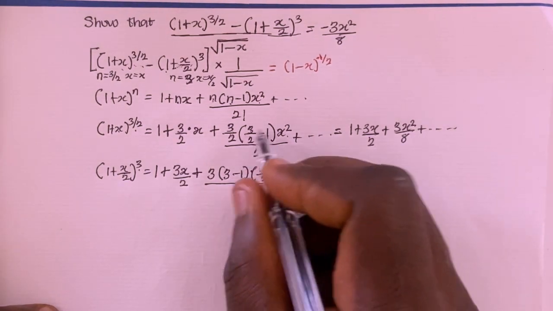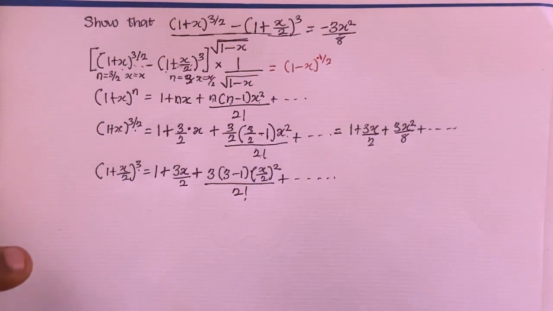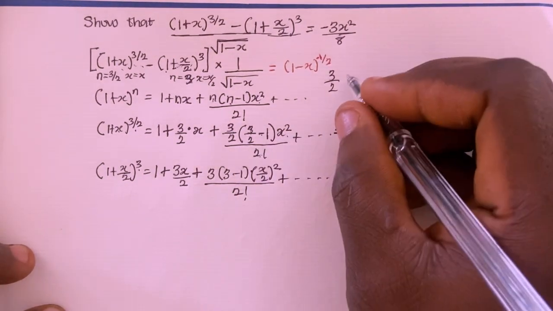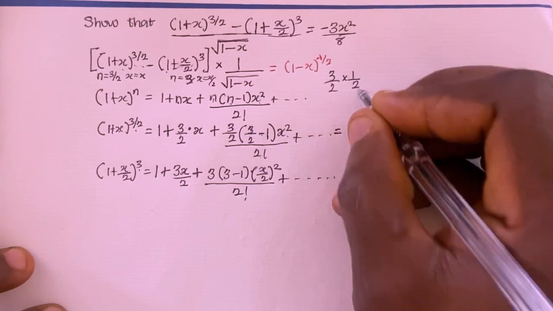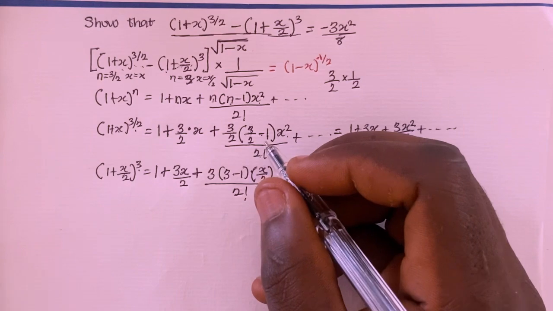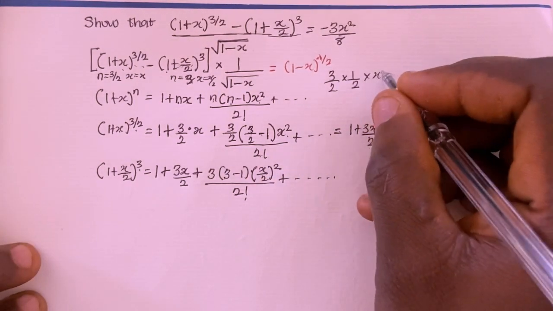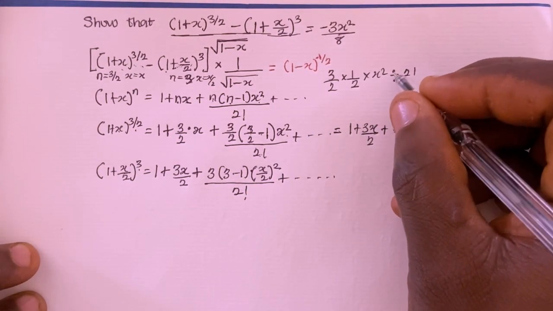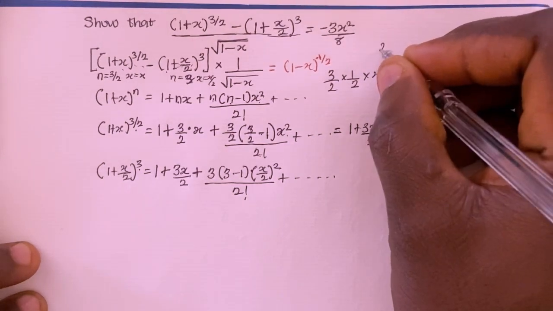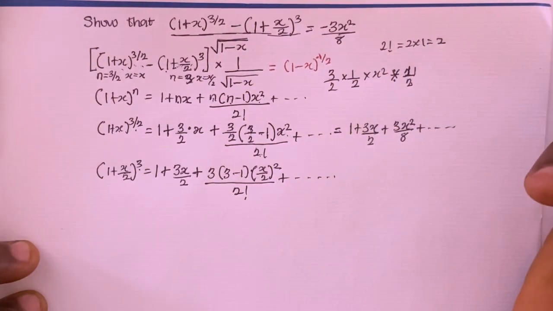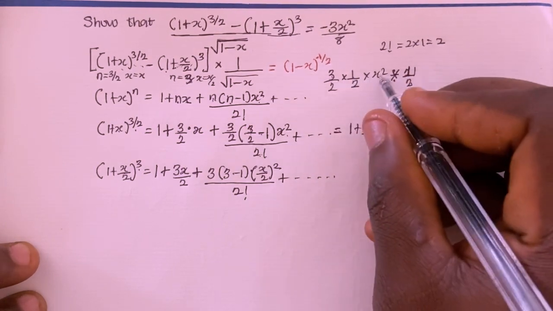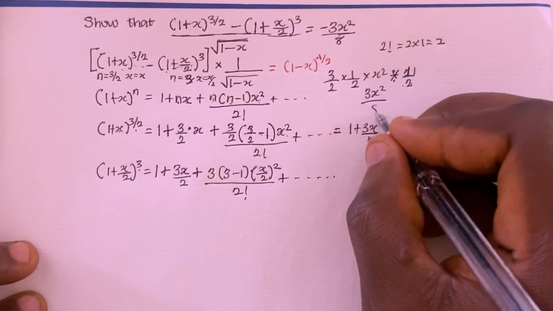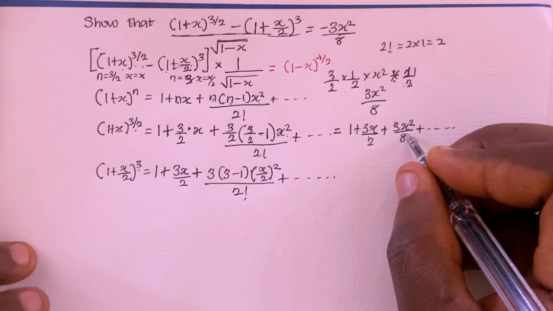Now let me just try and simplify this expression here, so that you understand it very well. Here I'm having 3 divided by 2 into brackets, 3 divided by 2 minus 1, which is 1.5 minus 1, that's actually going to give me 0.5, multiplied by x squared. Then here I'm having it divided by 2 factorial, which I can change to multiply by 1 over 2, since 2 factorial is the same as 2 times 1, which is equal to 2. Then here I'm going to have 3 multiplied by 1 multiplied by x squared, that's 3x squared. 2 multiplied by 2, that's 4, multiplied by 2, that's going to give me 8. That's why I'm having it here. I think I've cleared that side.